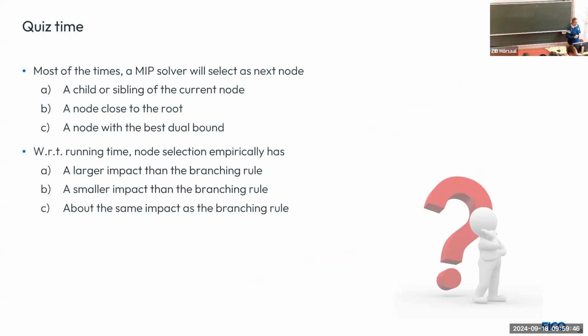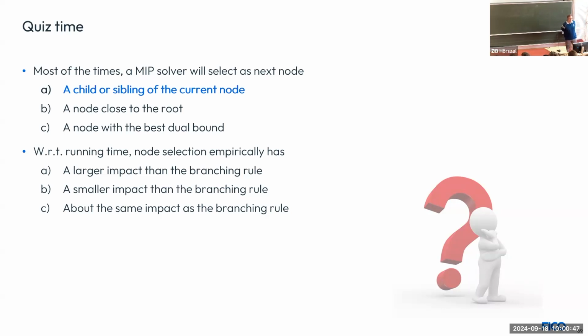Okay, so final quiz on node selection. Okay, let's try to do it together again. What's the answer to the first question? Yeah, most of the time a MIP solver will select as next node either a child or a sibling of the current node, so perform something like a depth first search step.